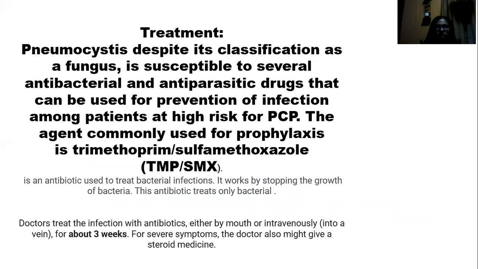Some of the treatment for PCP: despite the classification as a fungus, it is susceptible to several antibacterial and antiparasitic drugs that can be used for prevention of the infection among patients at high risk for PCP. The agent commonly used for prophylaxis is trimethoprim. It is an antibiotic used to treat bacterial infections. It works by stopping the growth of the bacteria. This antibiotic only treats bacteria.